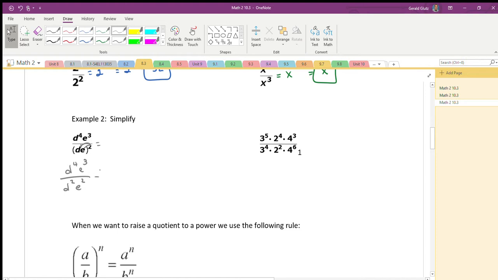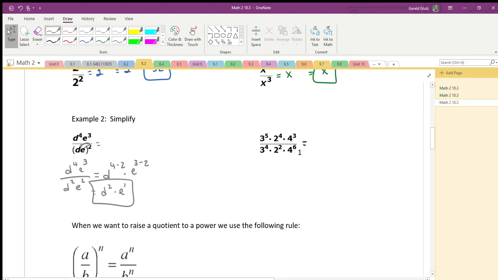So now I have d to the 4th divided by d squared, so d to the 4 minus 2, e to the 3rd divided by e squared, so e to the 3 minus 2. So that would be d squared times e to the 1, or just e. And then the same thing on this last one.